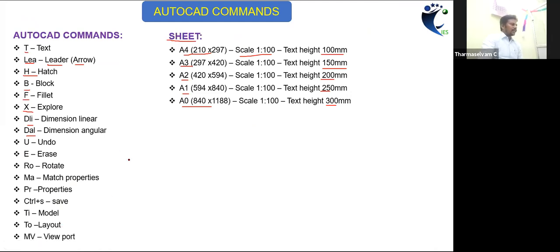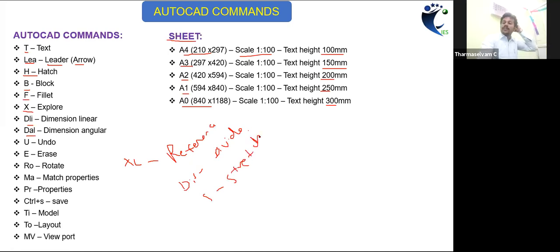Then XL commands are there. XL is nothing but a reference line. Reference line. The divide command is also there. DIV, this is the divide command. Stretch. Yes, also stretch. So these are all the commands we use in our HVAC AutoCAD.